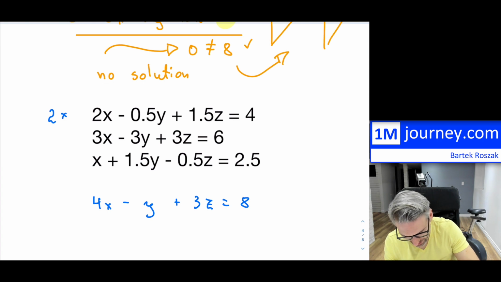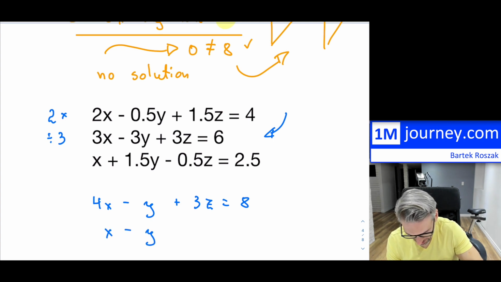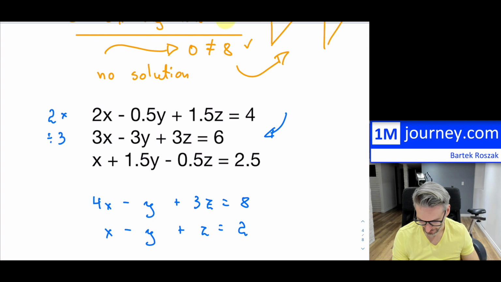My second one, notice this one, is 3x minus 3y plus 3z equals 6. Actually, this one I can rewrite. Notice I can divide this one by 3. The only reason why I'm doing that is because I don't want to be dealing with bigger numbers to get rid of. So this is what I should get. Okay, so that's going to be this one.